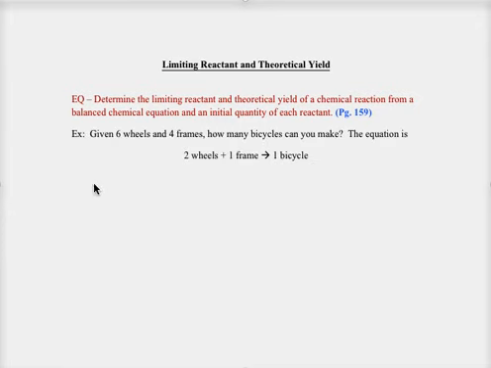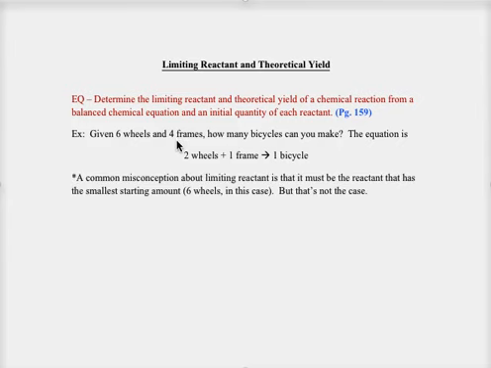So given 6 wheels and 4 frames, how many bicycles can you make? The equation for this balanced chemical reaction would be that it takes 2 wheels and 1 frame to make 1 complete bicycle. Now, most new chemists have a very common misconception. They think that the limiting reactant has to be the thing that you have the least of. In this case, the least would be the 4 frames. But that's not necessarily the case. Instead, the limiting reactant is the thing that you're going to use up first.